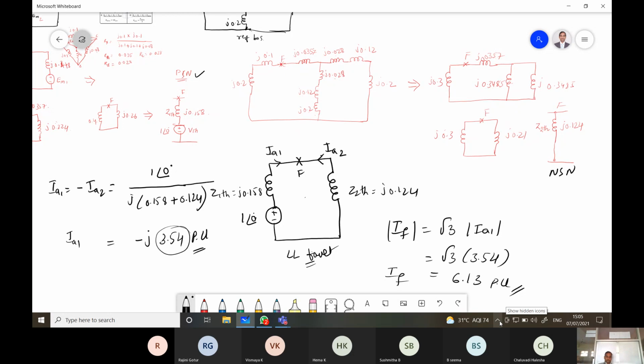Is it clear? Have we got the answer? 6.13 per unit. Yes, sir.